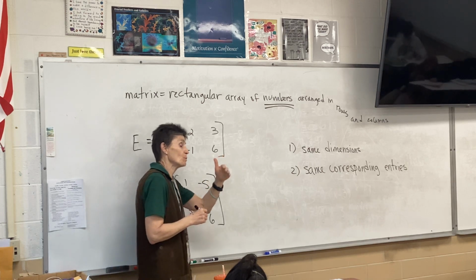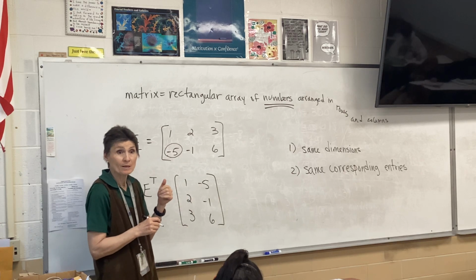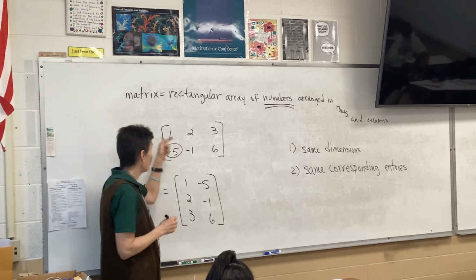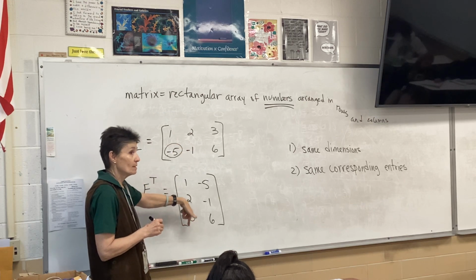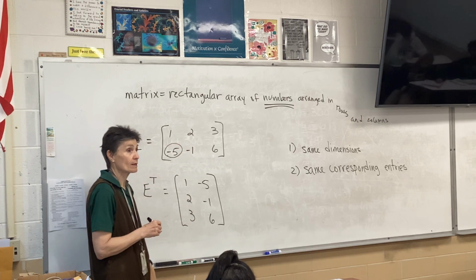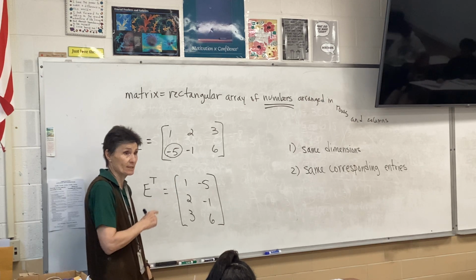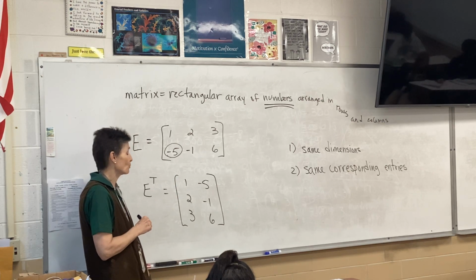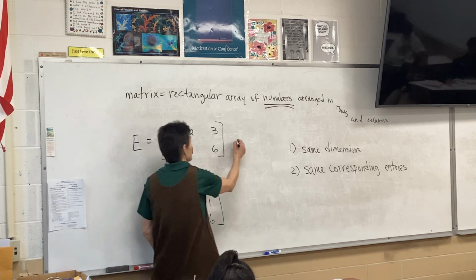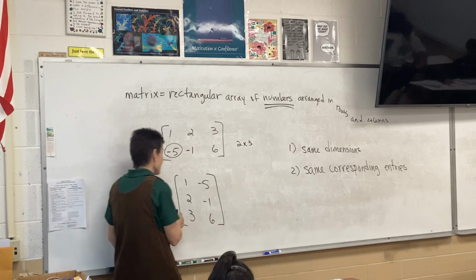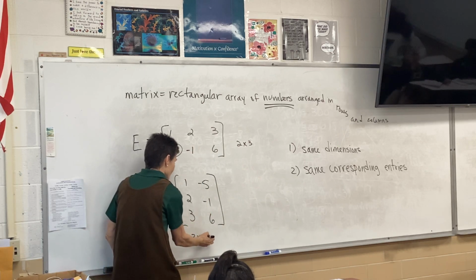We interchange the rows and columns. So what was row 1 is now column 1. And believe it or not, there are matrix operations where you need to do this. The original we said was a 2 by 3, which automatically means the transpose will be 3 by 2.